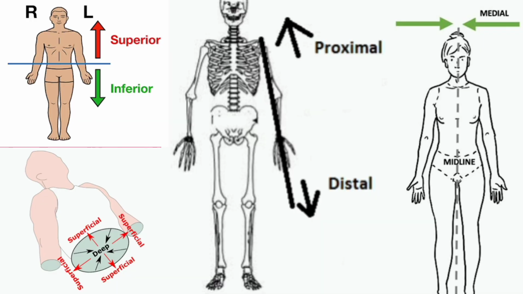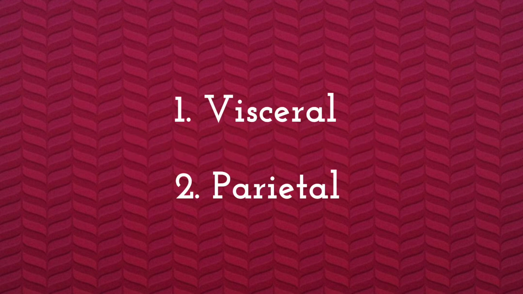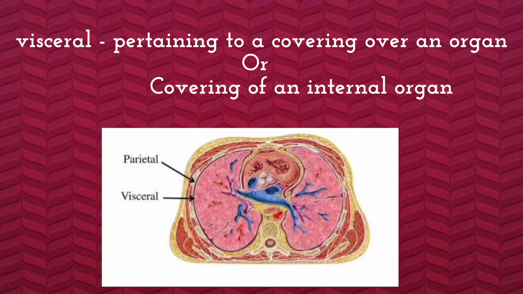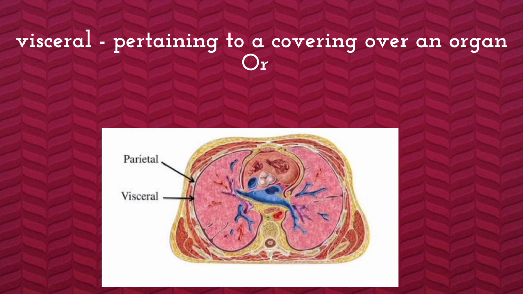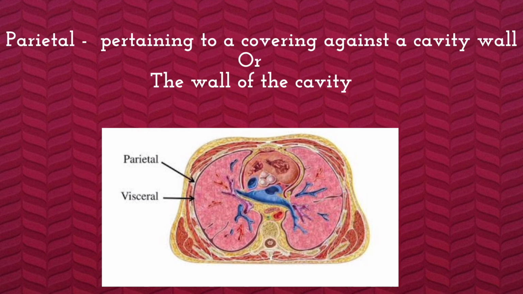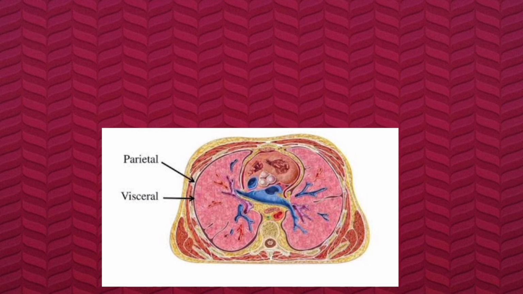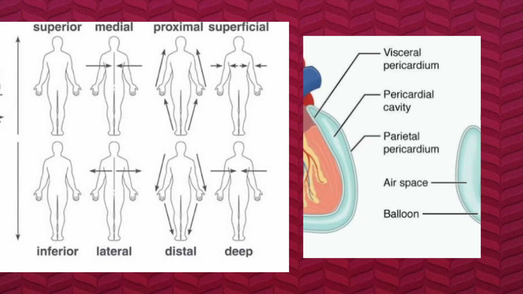These are the basic directional terms. Over to the next, there is one more term named descriptive term, which involves visceral and parietal. Visceral means pertaining to a covering over an organ, and parietal means pertaining to a covering against a cavity wall. So, these are the basic directional and descriptive terms that you have to know very well. These are very simple terms and very essential for all medical field students.